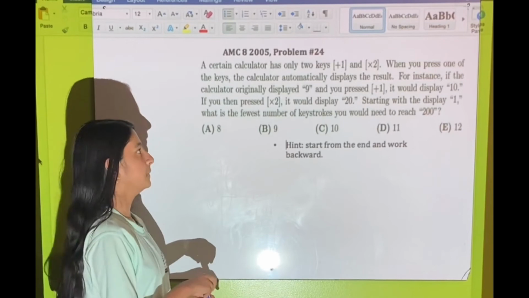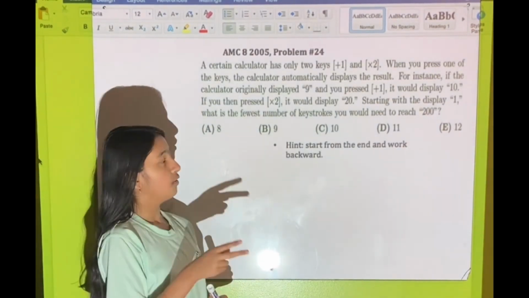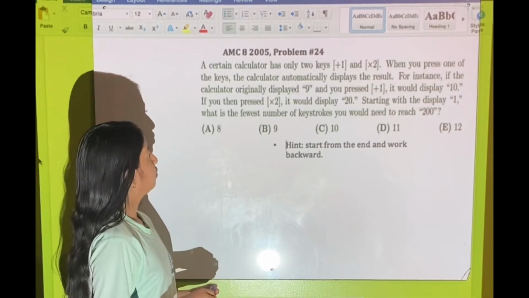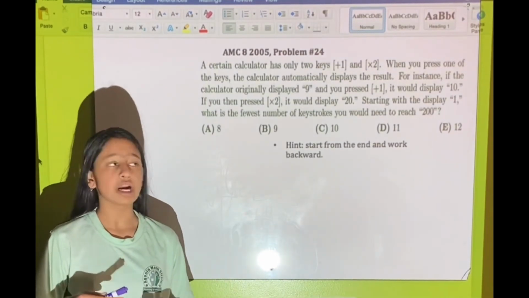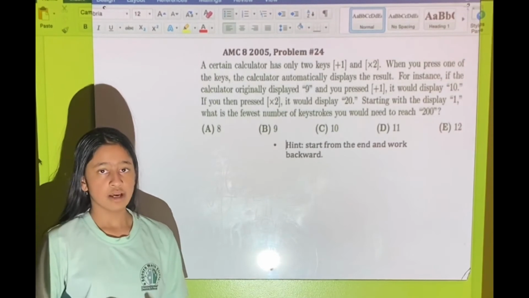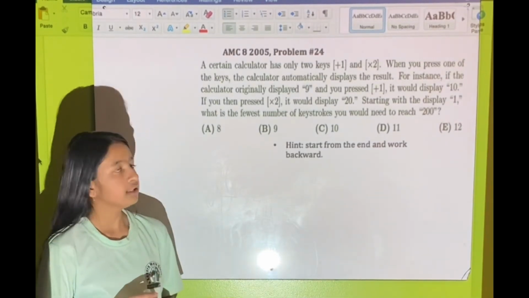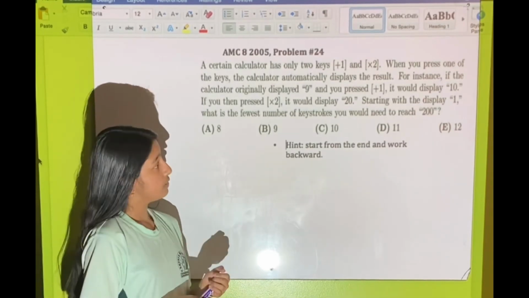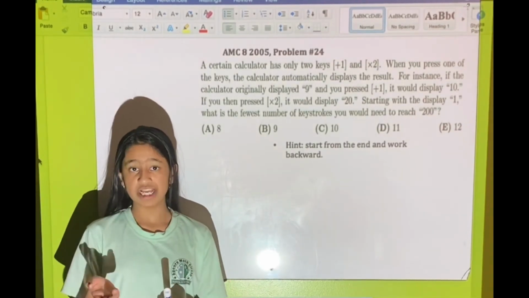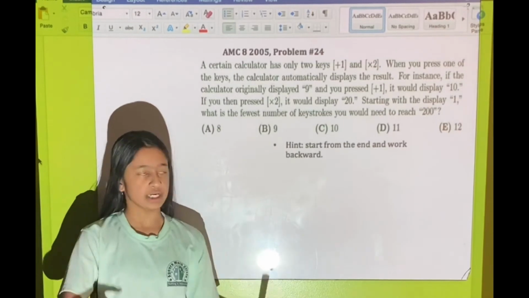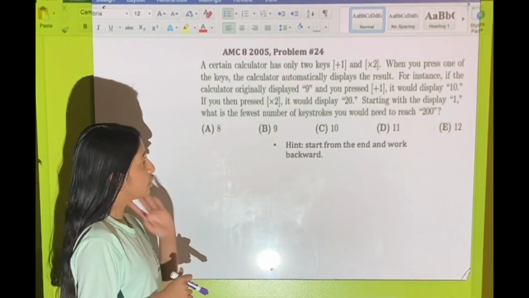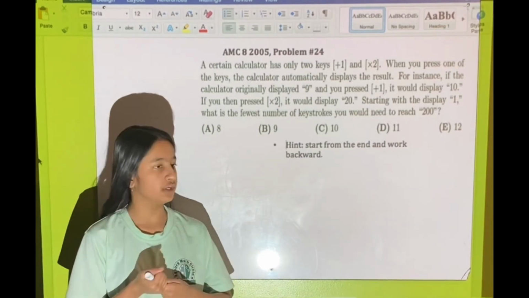Next problem. A certain calculator only has 2 keys, +1 and ×2. When you press one of the keys, the calculator automatically displays the result. For example, if the calculator originally displayed 9 and you press +1, it would display 10. If you then press ×2, it would then display 20. Starting with the display 1, what is the fewest number of keystrokes we need to reach 200?